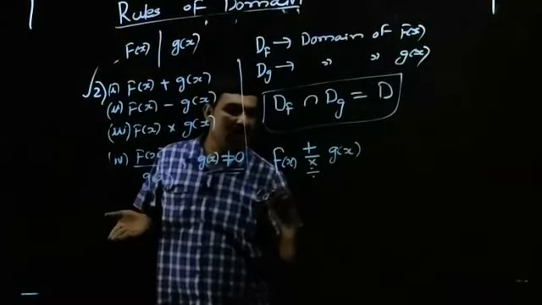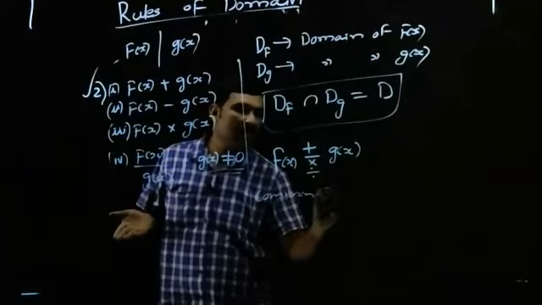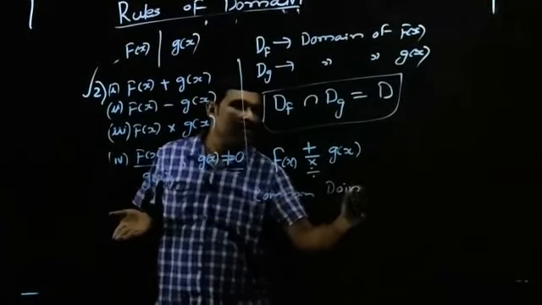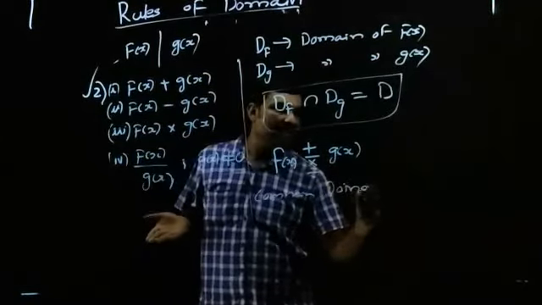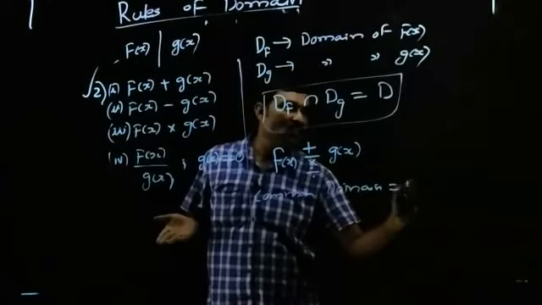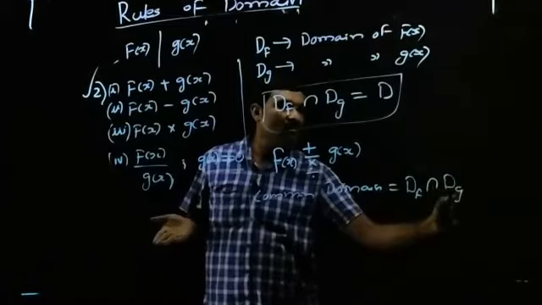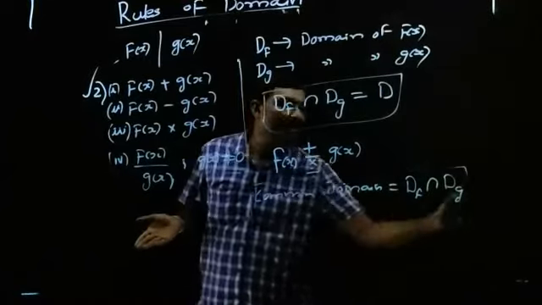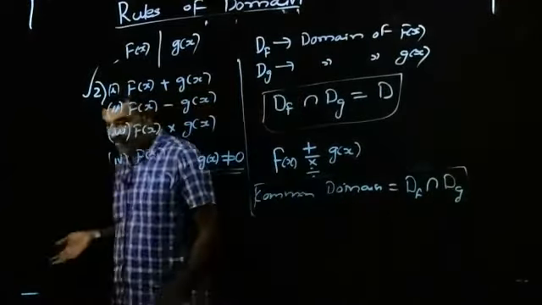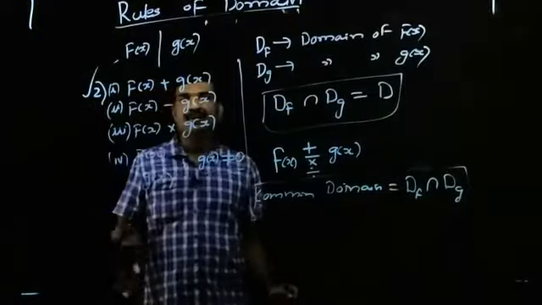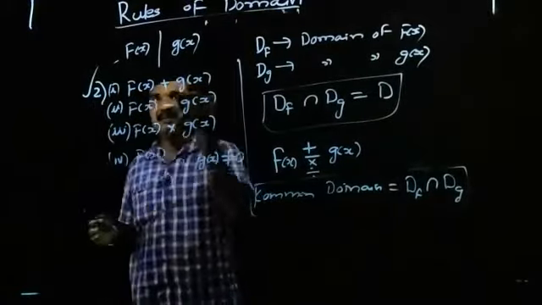Then the common domain is equal to the intersection of the domain of f of x with the domain of g of x. In this manner, we can determine the domain. Based on this, we can do certain problems.